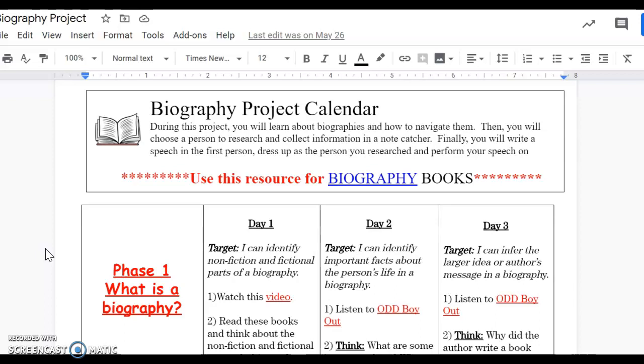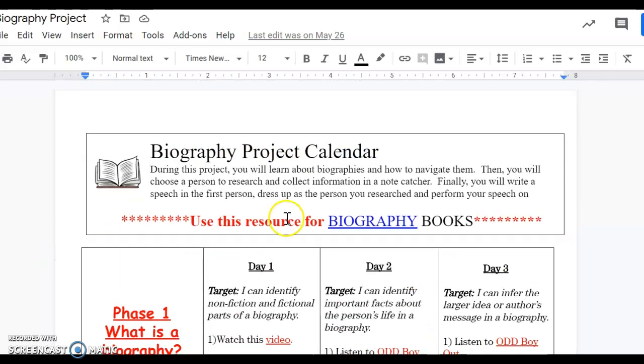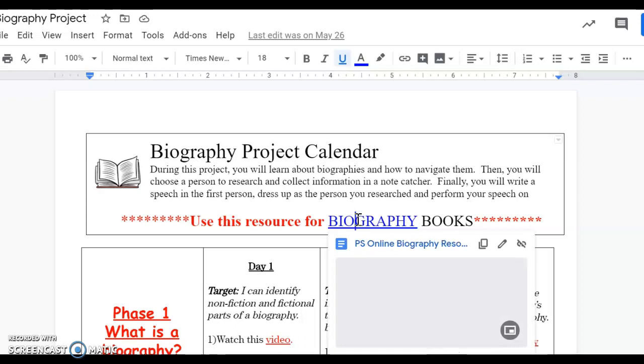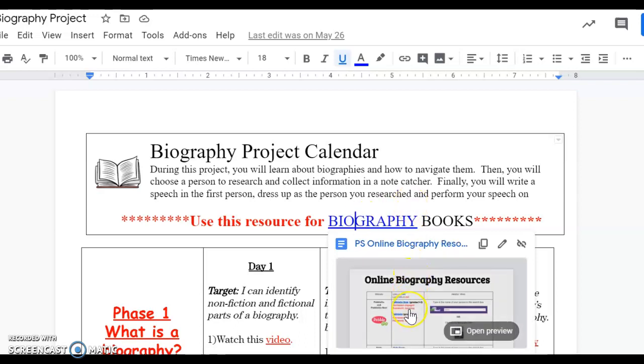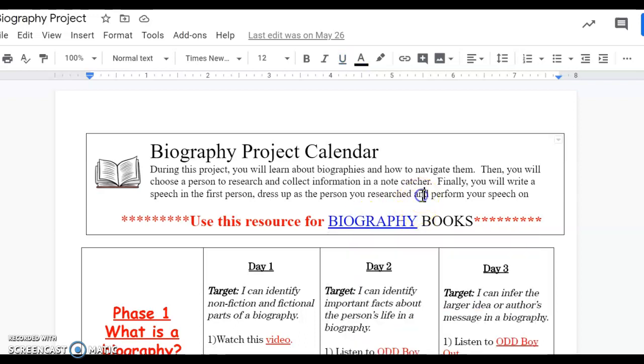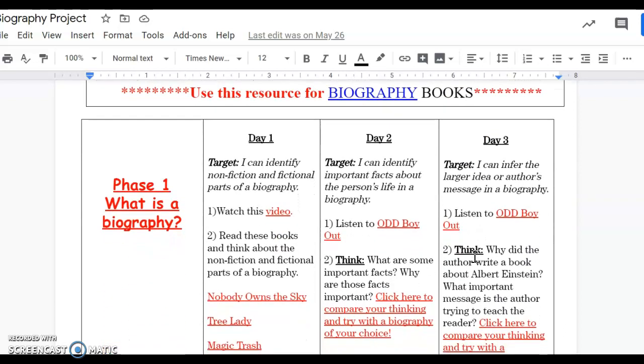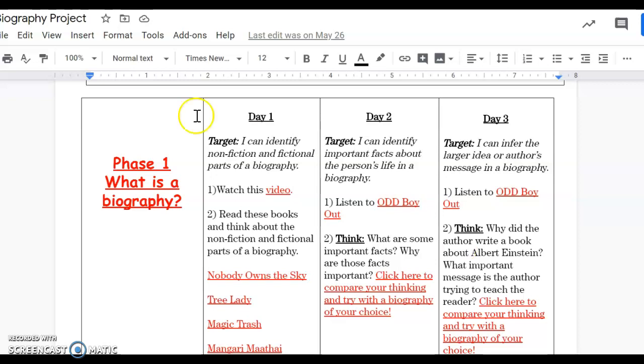So as you know, you were to research one person the first 3 days, and this is a resource right here that you can use. If you click on it, it will bring you to a whole list of resources to find different biographies virtually. So this is broken up into days and sections. So the first phase, phase 1, you're going to learn and answer the question, what is a biography?